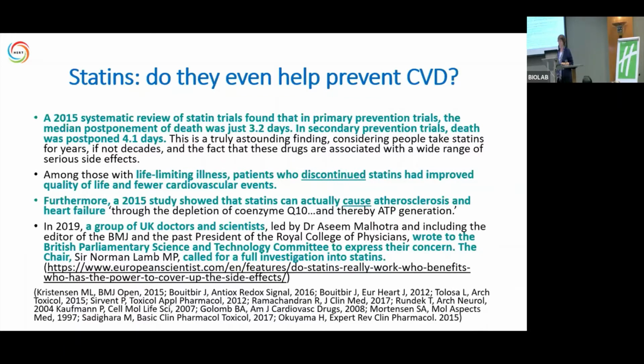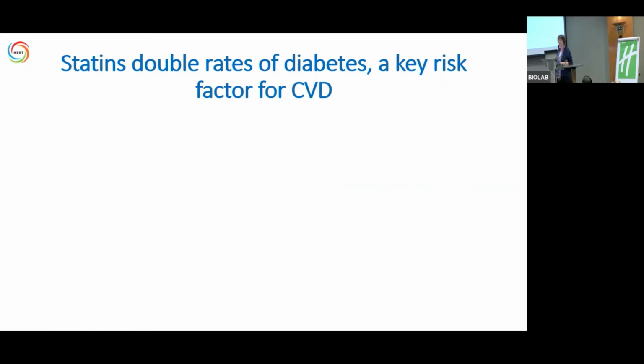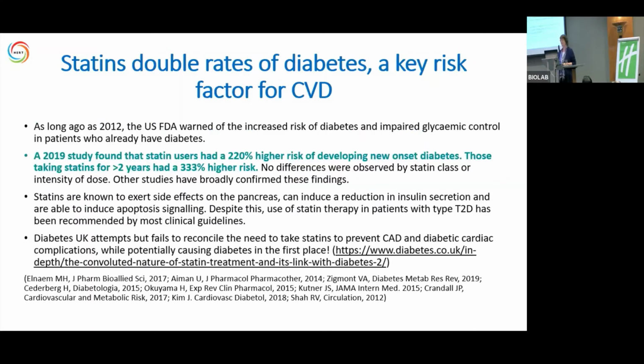Statins also double the rates of diabetes, and diabetes is a key risk factor for cardiovascular disease. Can you see the ridiculous circularity of that? So we've known about this for a long time, but nobody's taking any notice. But here's a 2019 study. It found that statin users had a 220% higher risk of developing new onset diabetes, and those taking statins for more than 2 years had a 333% higher risk.